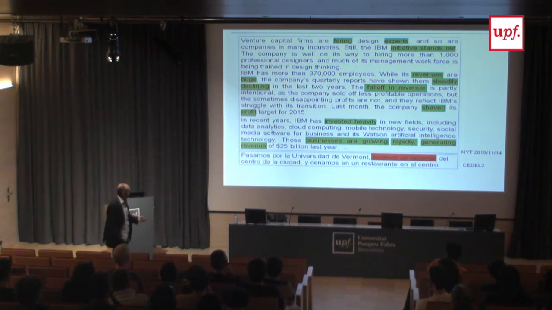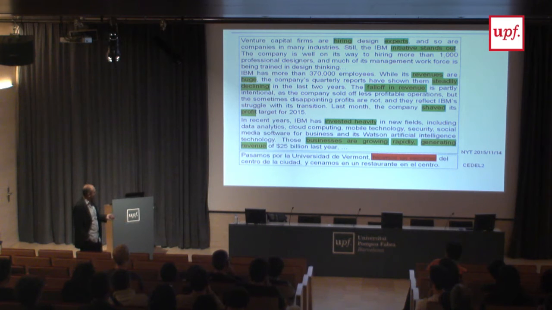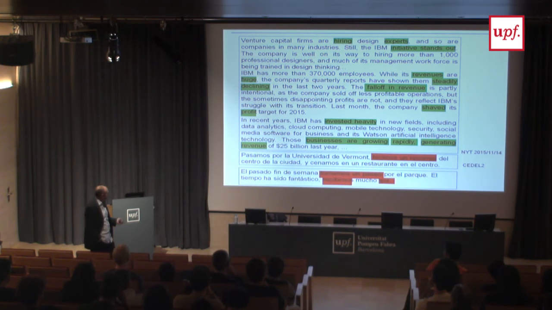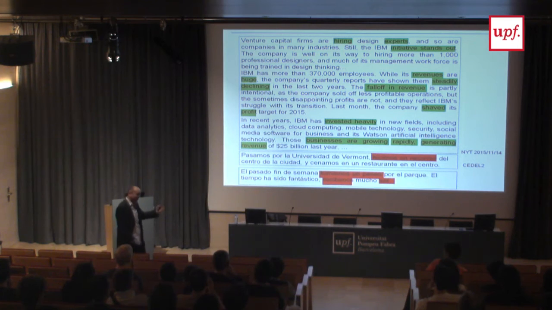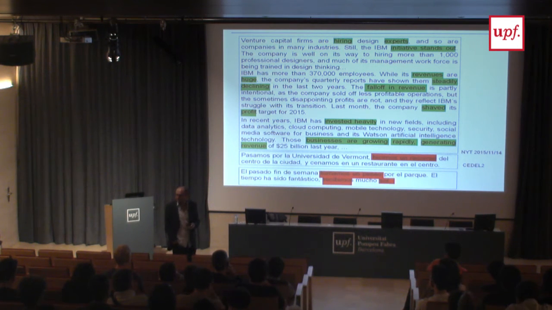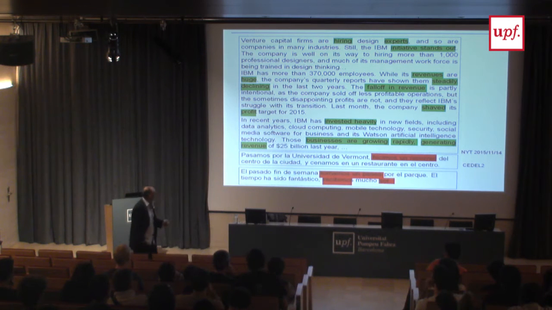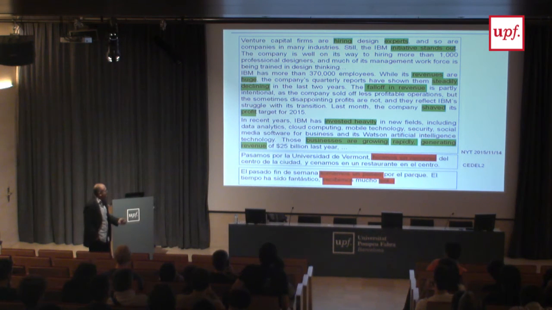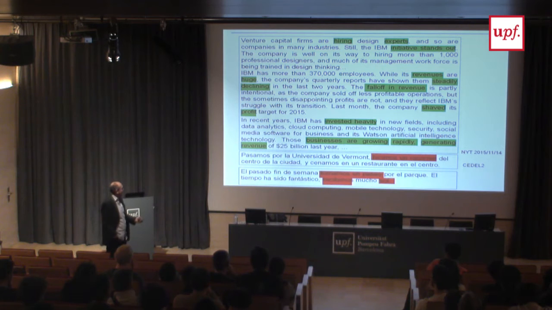Now, here we have two examples from learner corpora. Pasamos por la universidad de Vermont, hicimos un recorreo. This is what a learner, a native American English speaker, wrote in their essay. And here: el pasado fin de semana tomamos un paseo, el tiempo ha sido fantástico, recibimos mucho sol.